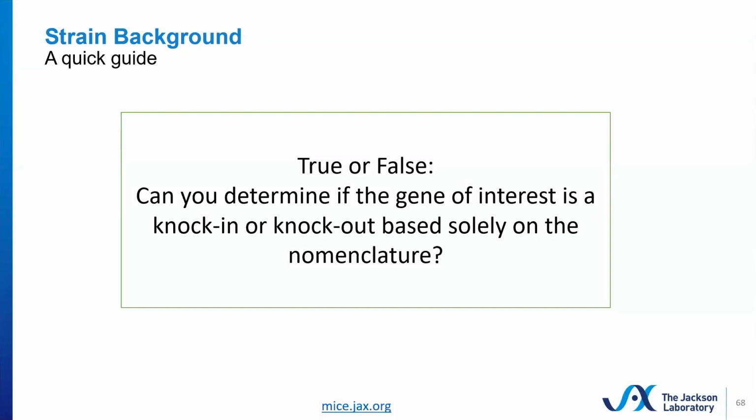Nomenclature is helpful in providing information on what mutations the strain carries and on what allele, substrain information, but information regarding if it's a knockout or a knock-in mutation specifically, you'll need to dig a little deeper and read through the strain description or development for that strain in order to obtain that information.